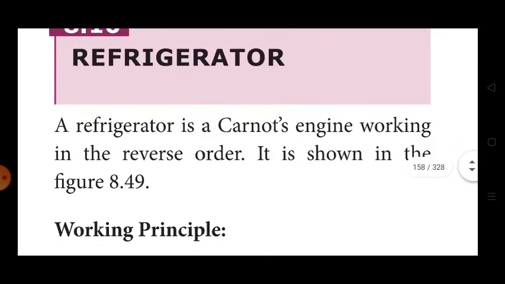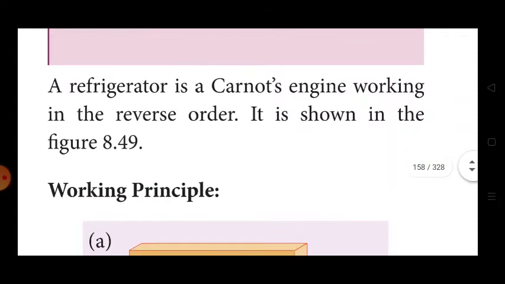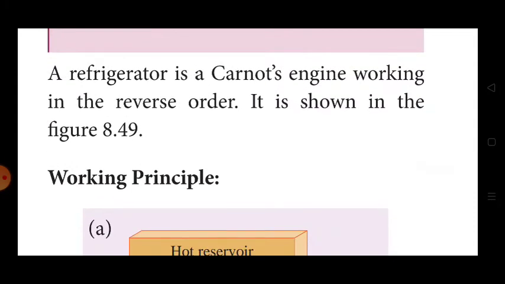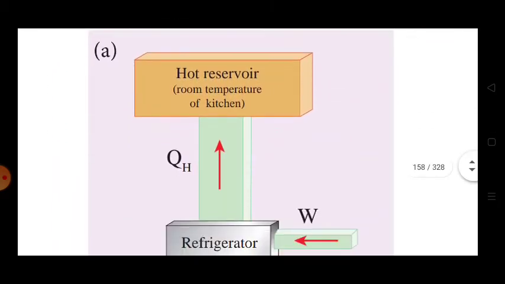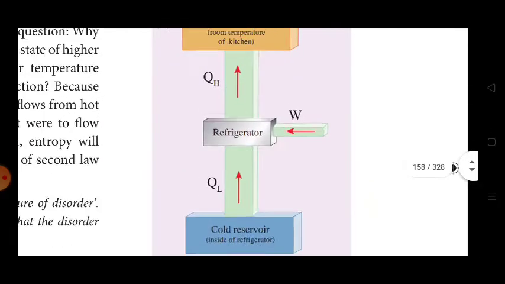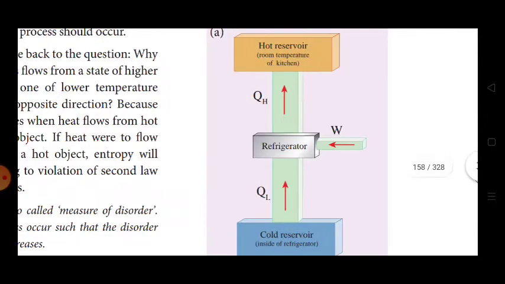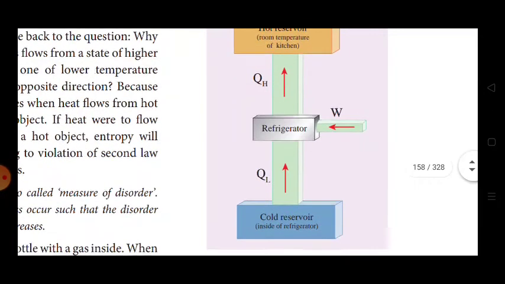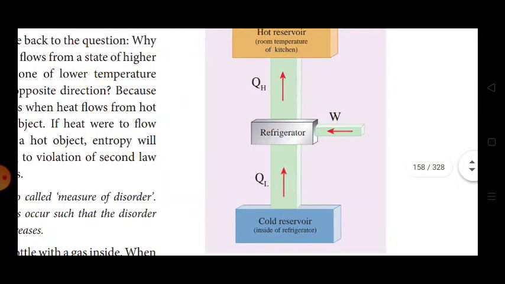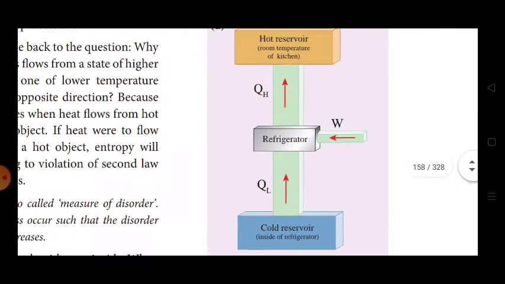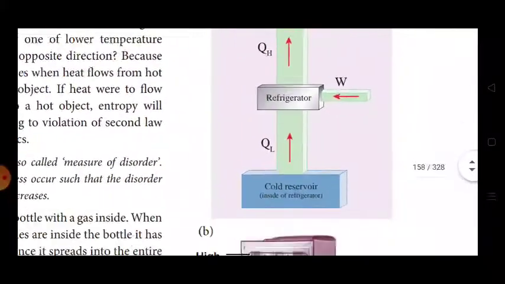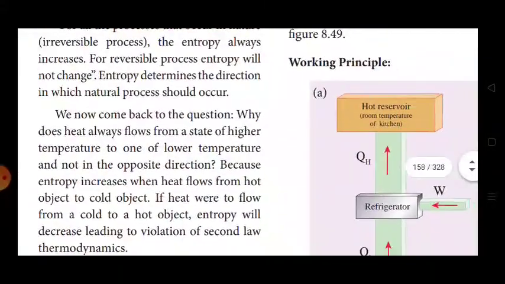Next topic is the refrigerator. A refrigerator is a Carnot engine working in the reverse order, which is the working principle. See that this is the diagram for a refrigerator, with hot reservoir and cold reservoir. Here the heat flows from the cold reservoir to the hot reservoir. Now we will see the concepts.